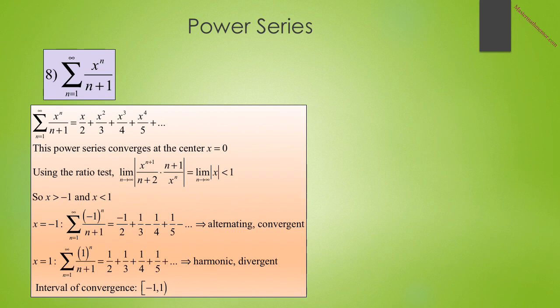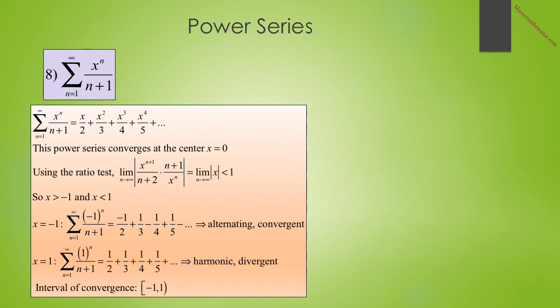To find the radius of convergence, we'll use the ratio test and look at the limit as n approaches infinity of x to the n plus 1 over n plus 2 times n plus 1 over x to the n. The n's drop out and we're simply left with the limit as n approaches infinity of the absolute value of x, and that has to be less than 1, meaning that x has to be greater than negative 1 and x has to be less than 1. We now check out the endpoints.